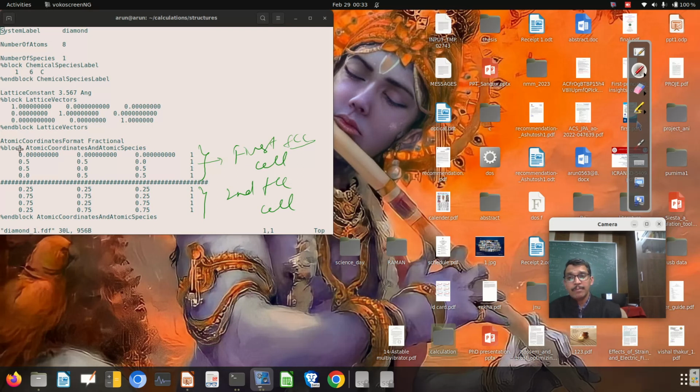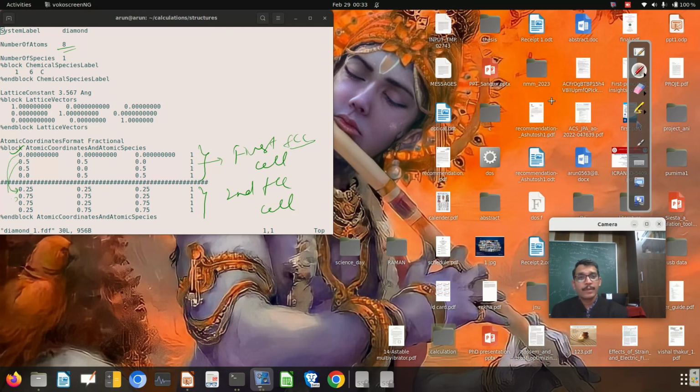Means every atom is displaced 1/4 along the body diagonal. That's why this 0 will become 0.25, 0.25, 0.25, and here I have taken 8 atoms in the unit cell. So this is translated along the body diagonal by 0.25, 0.25, 0.25. Similarly, this is this, sorry, let me change the color, that will be better.